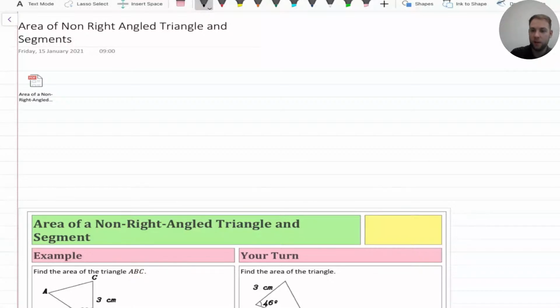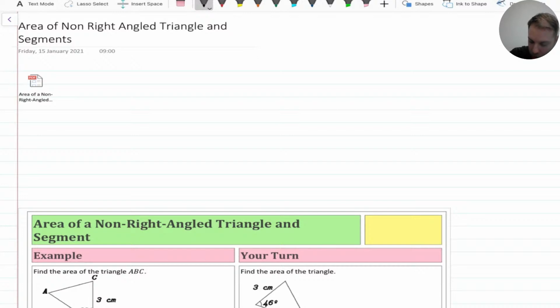Okay, so today we are looking at the area of non-right angled triangles and area of a segment as well. Now, first of all, let me talk to you about what the area of a non-right angled triangle is. We'll talk about a segment in a bit. So get down the title, area of a non-right angled triangle and segment.